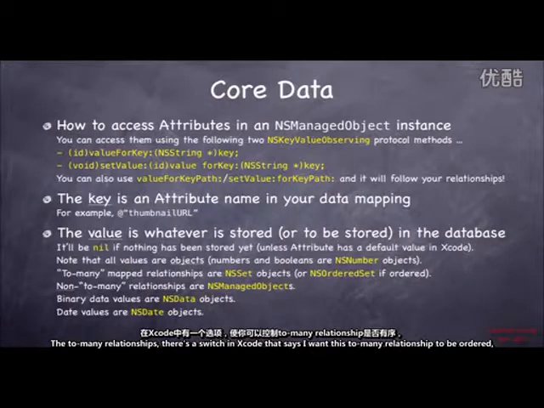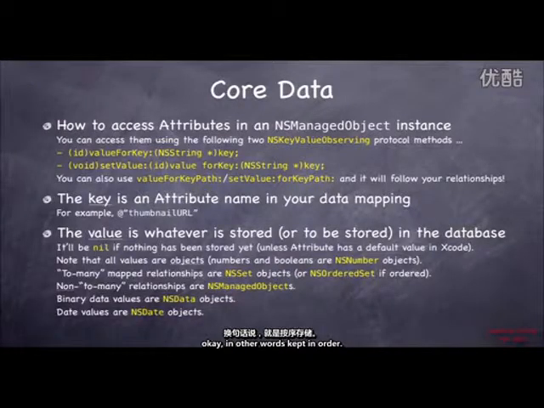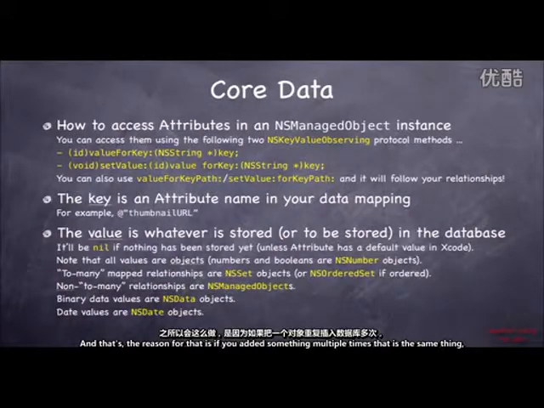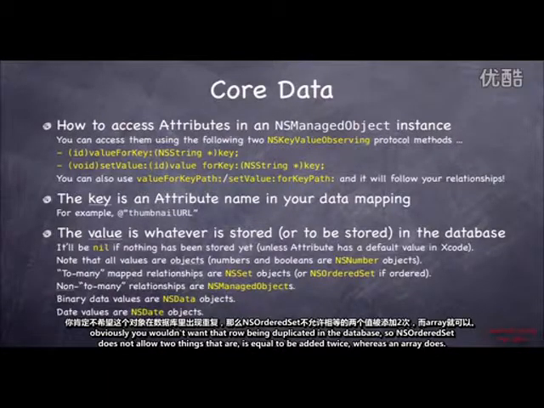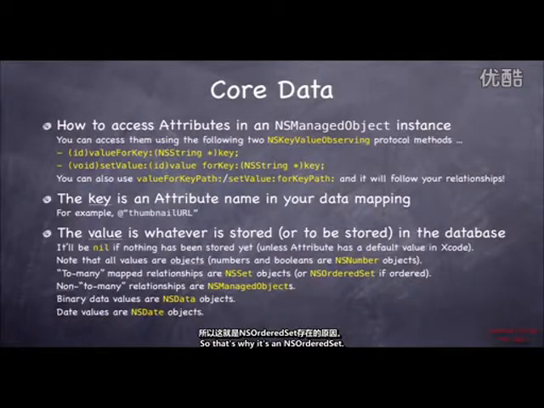For to-many relationships, there's a switch in Xcode that says, I want this to-many relationship to be ordered, okay? In other words, kept in order. If you do that, it's not an array, it's an NSOrderedSet, which we talked about early in the Foundation lecture. And the reason for that is if you added the same thing multiple times, obviously you wouldn't want that row being duplicated in the database. So NSOrderedSet does not allow two things that are isEqual to be added twice, whereas an array does. So that's why it's an NSOrderedSet.